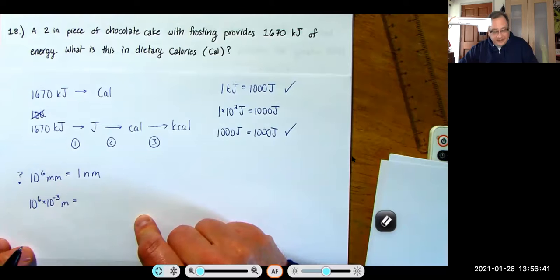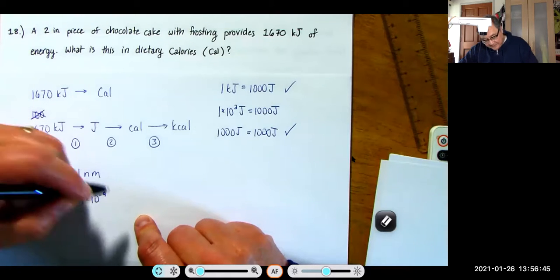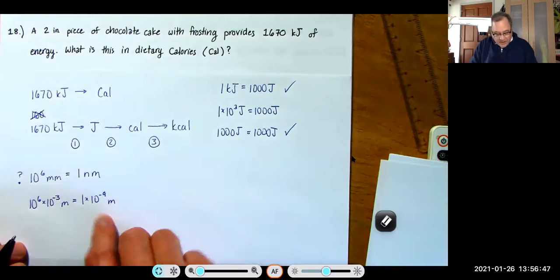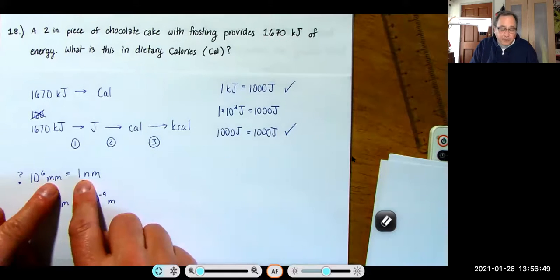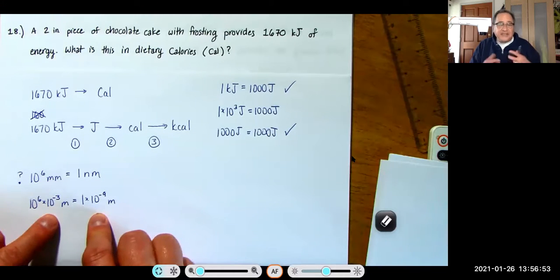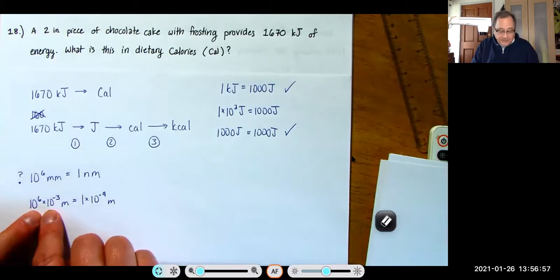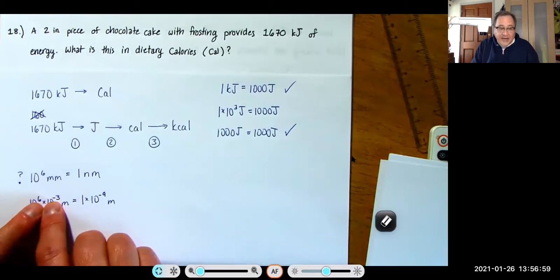What does nano mean? 10 to the minus 9. So I have gotten rid of the prefixes and put numbers there that represent what the prefix is intending to mean. When I have 10 to the 6 times 10 to the minus 3, we add the powers together. So 6 and negative 3 adds up to 3.